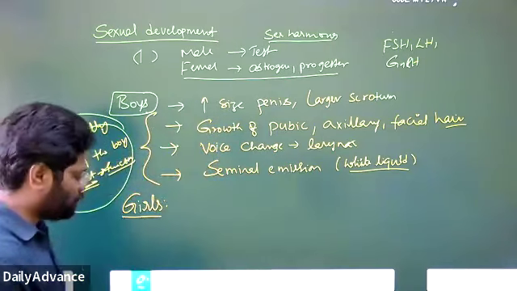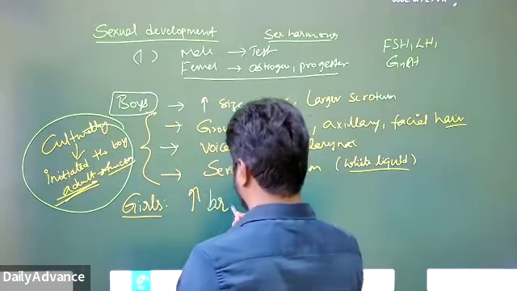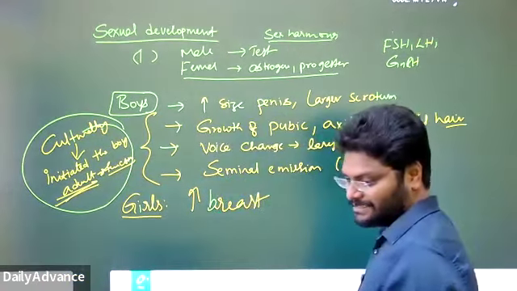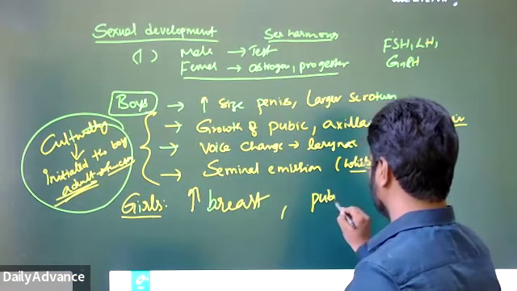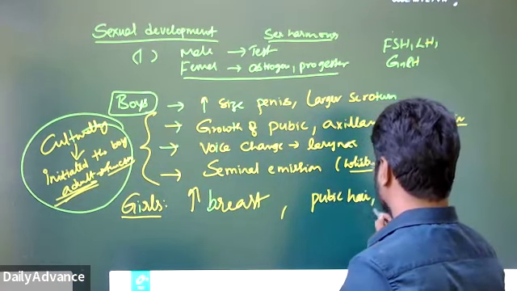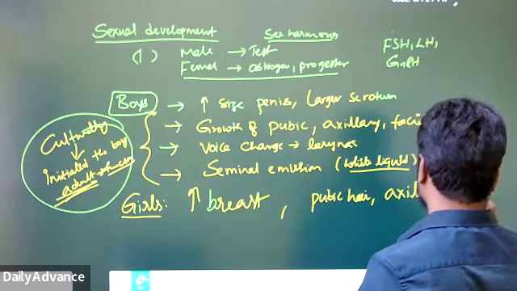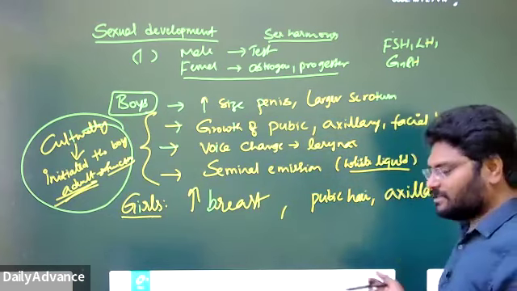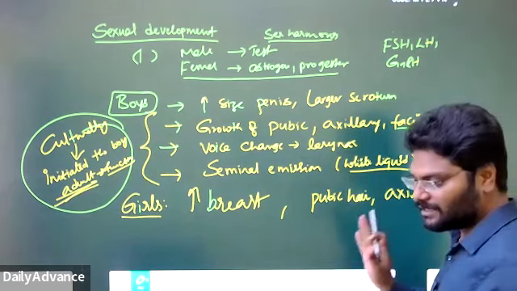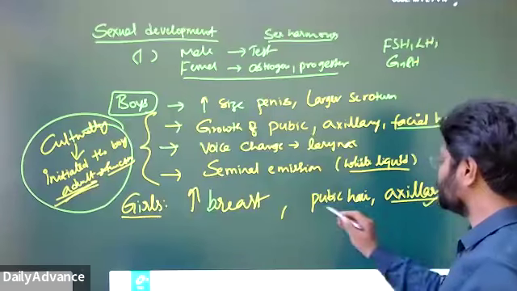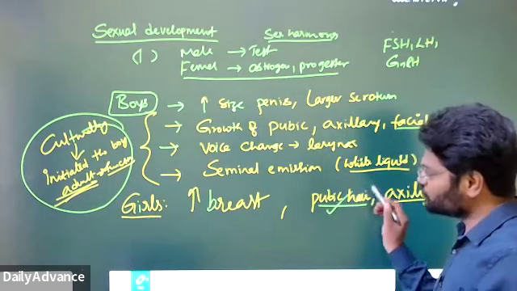Girls' sexual development and secondary sexual characters: development of the breast region, so breast size generally increases; pubic hair and axillary hair. Here you should remember they have no facial hair. Beard and moustache are not present in girls, but axillary hair appears. Pubic hair has a different pattern in males and a different pattern in females. That you should remember.